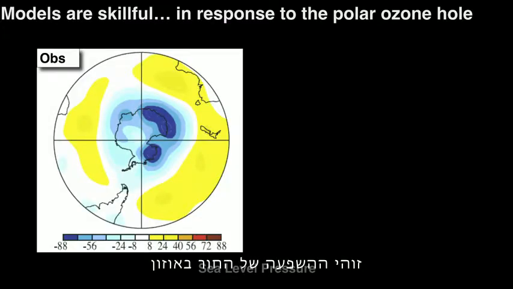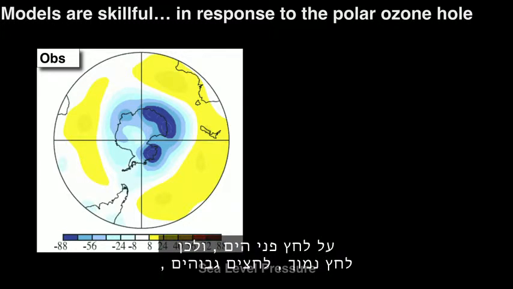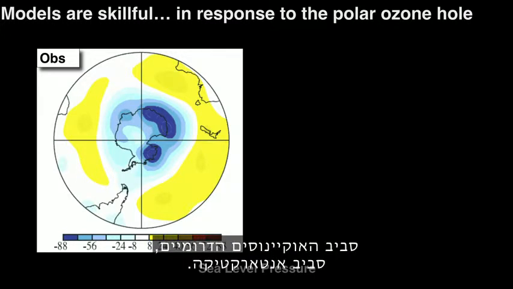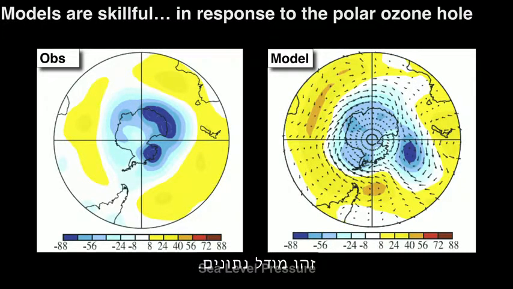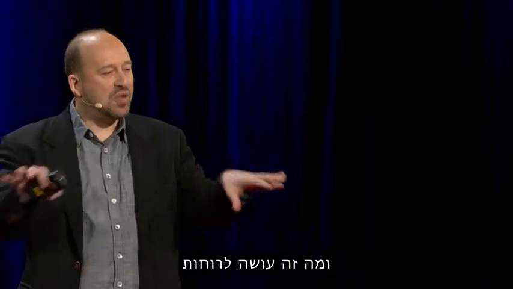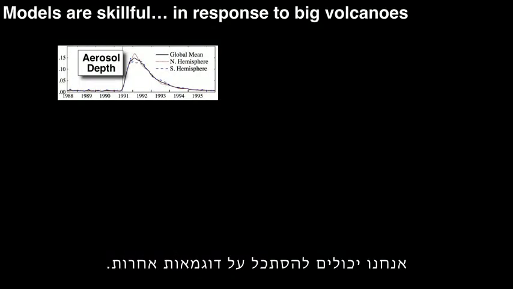This is the impact of the ozone hole on sea level pressure, so low pressures and high pressures around the southern oceans, around Antarctica. This is observed data. This is modeled data. There's a good match because we understand the physics that controls the temperatures in the stratosphere and what that does to the winds around the southern oceans. We can look at other examples.